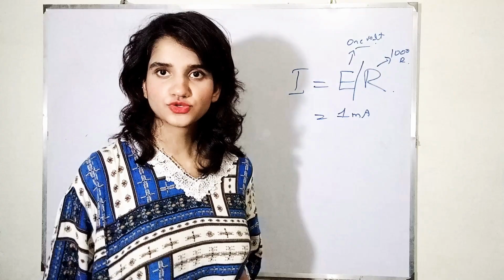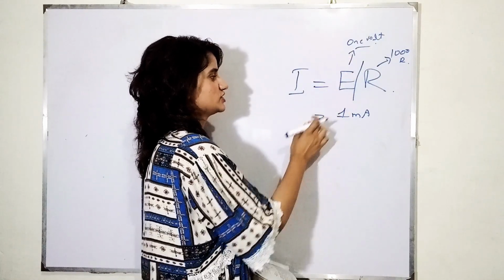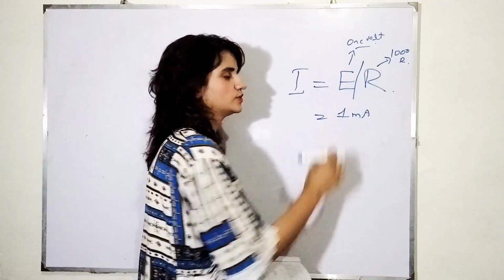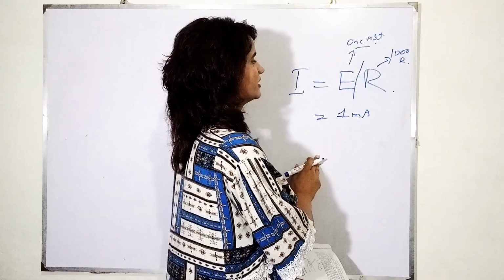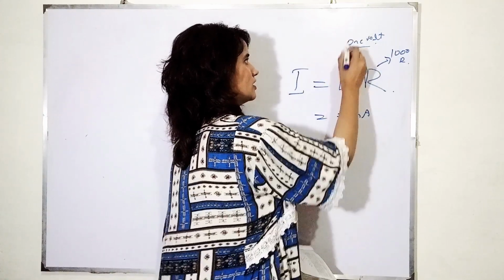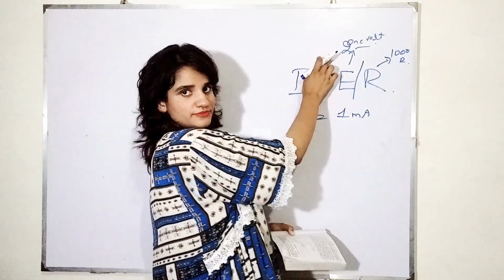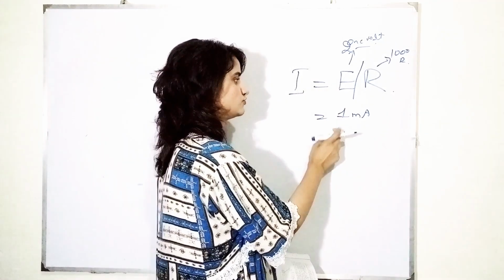Did you guys notice that? 1000 resistance, 1 volt of potential difference. So the current we will have will be 1 milliampere. And if you can see, if we change the potential difference to 2 volt, it would become 2 milliampere. It becomes 3 volt, it becomes 3 milliampere. It becomes 4 volt, it becomes 4 milliampere.